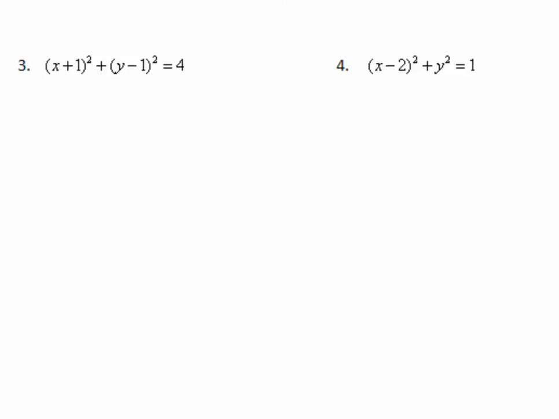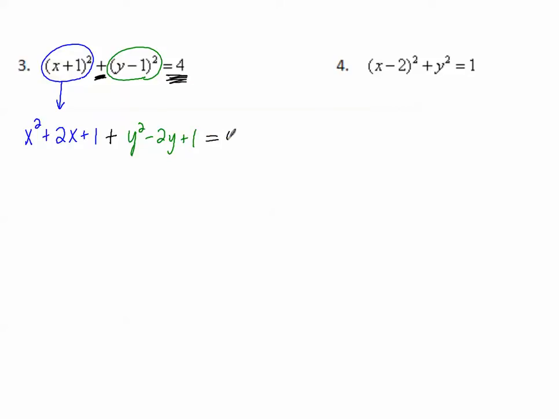So let's work through some more examples here. Expand this binomial, x squared plus 2x plus 1. Don't forget the plus in between, and then expand this binomial, y squared minus 2y plus 1. Remember, when we square a number, it will always be positive. Then the equals at the end, equals 4. And I want this to look symmetric.